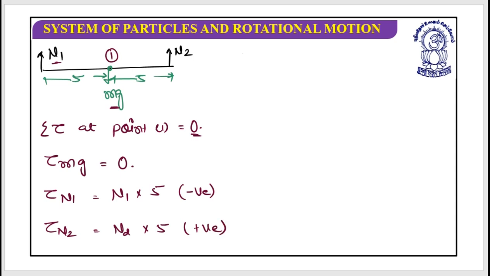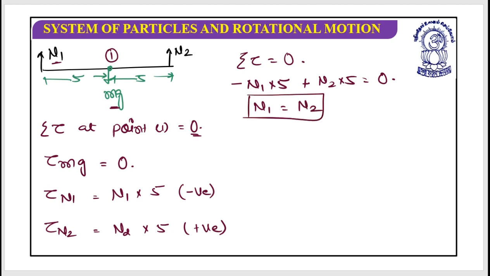So if I write sigma torque equals 0, I should write minus N1 into phi plus N2 into phi equals 0. So that is N1 equals N2. I hope this is clear. This is relation number 2.